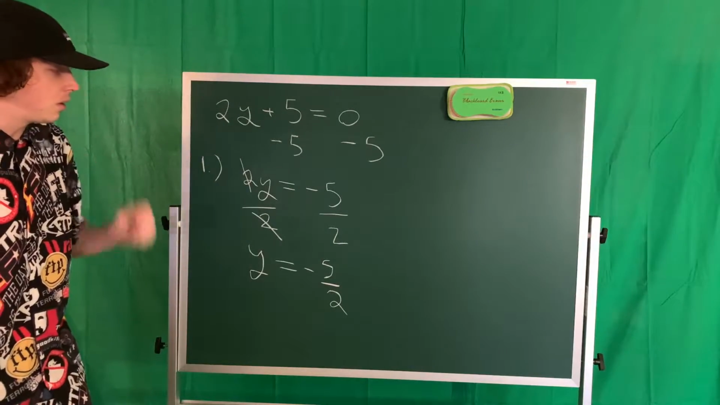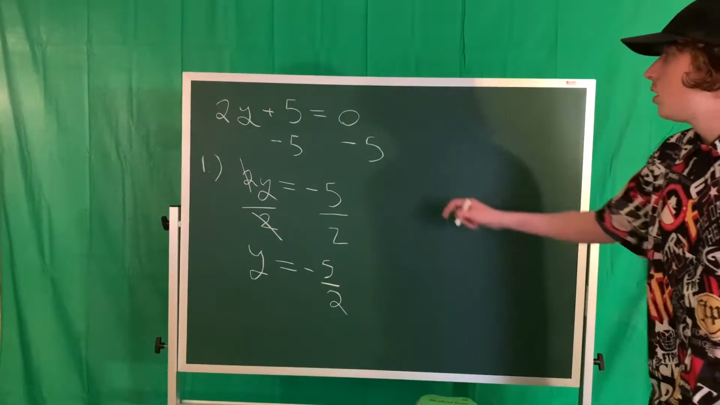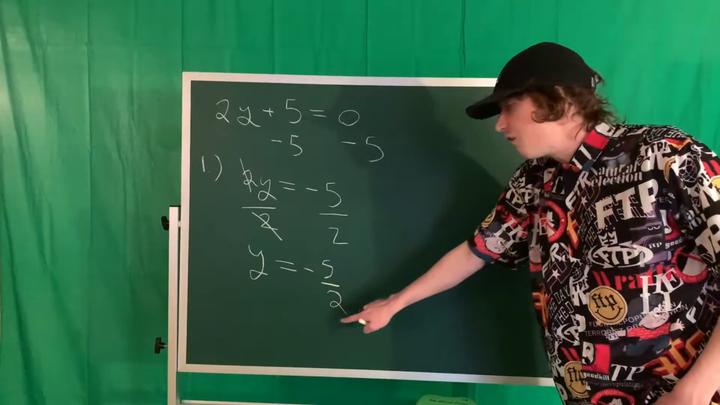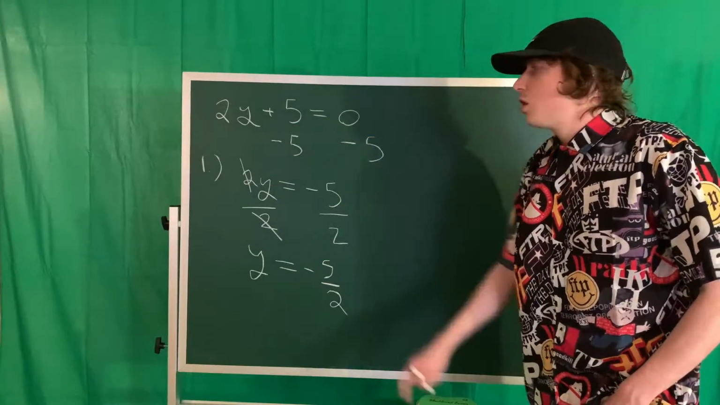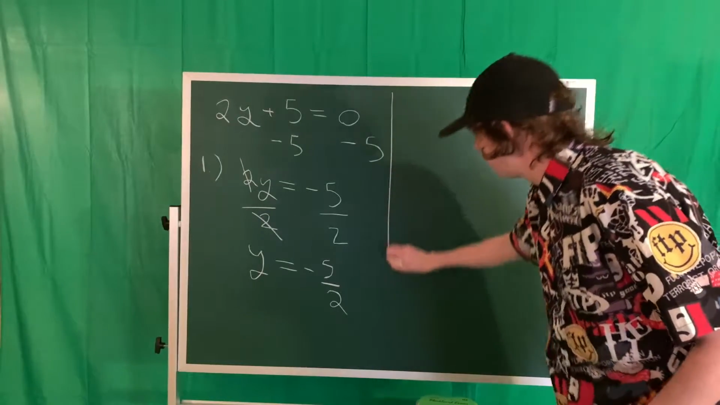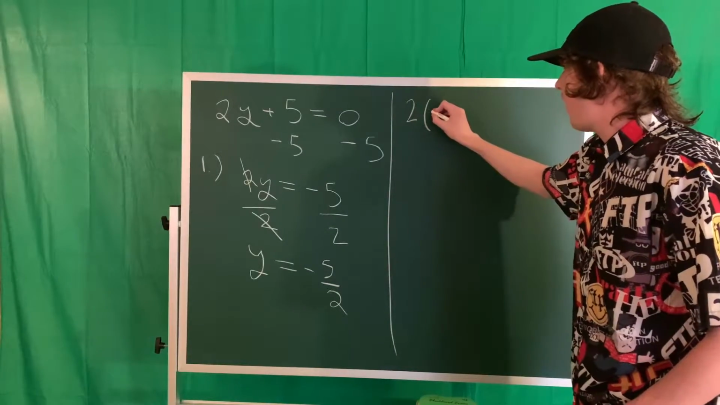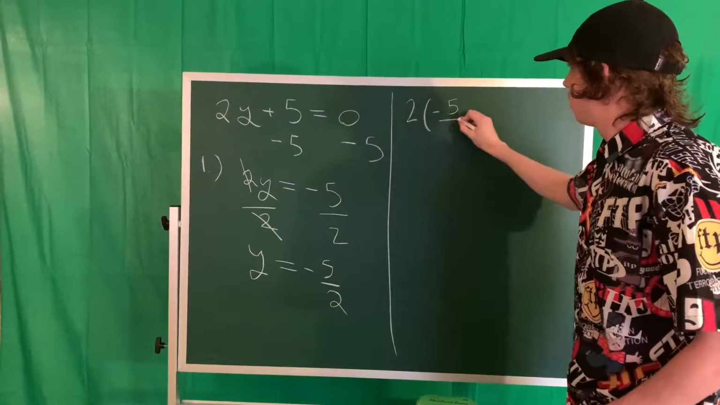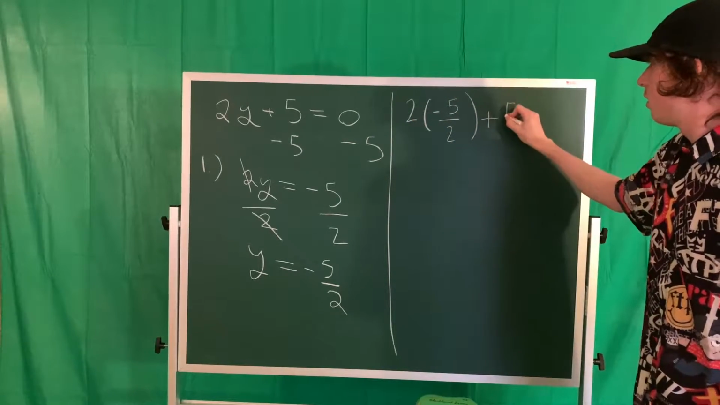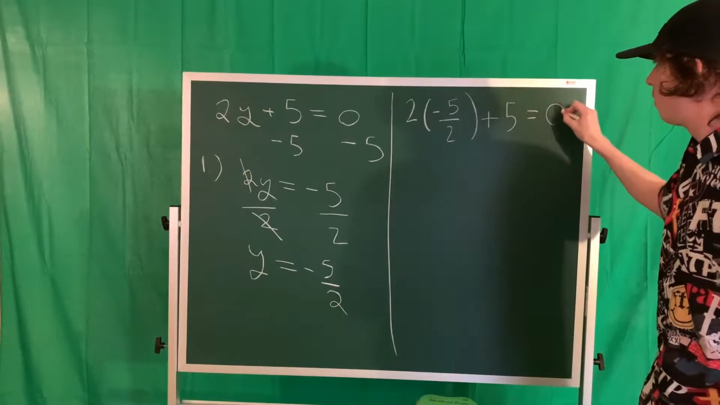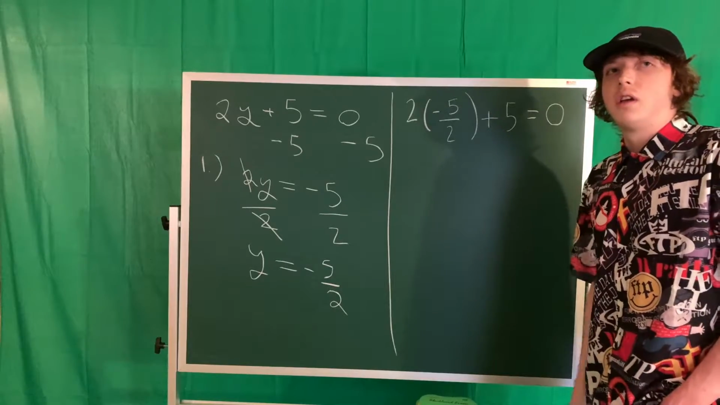So we have just solved it, but we want to make sure that we did this problem correctly. So let's go about doing that. I'm going to now plug this in. Since we now know what the value of y is, we can input it into here. So we have, I'll separate this with a line, 2 multiplied by -5/2 plus 5 is equal to 0.